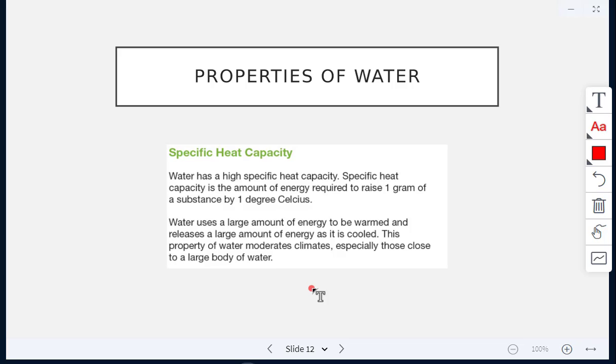So if you think about if you're at the beach and you're walking on the sand, you'll notice the sand gets really, really hot, but the water stays cool, even though it's the same amount of sun. The beach gets hot, the water remains cool, and it's because water has that high specific heat capacity.